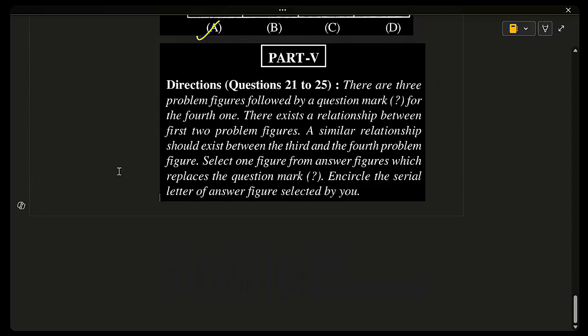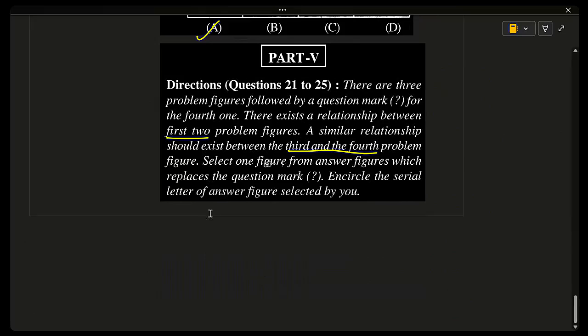Directions for question number 21 to 25. There are three problem figures followed by a question mark for the fourth one. There exists a relationship between the first two problem figures. So first find the relationship between the first two. A similar relationship should exist between the third and fourth. Select one figure from the answer figures which replaces the question mark, and mark the serial number. This is called analogy based questions. You have to analyze the relationship between the first two and apply the same relation on the third to get the fourth answer.